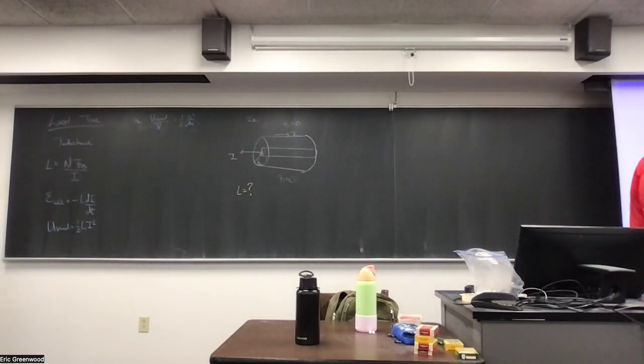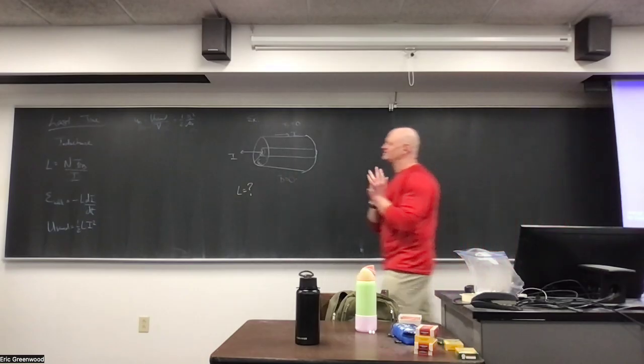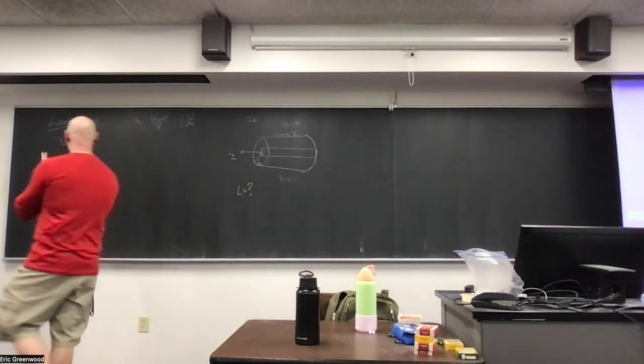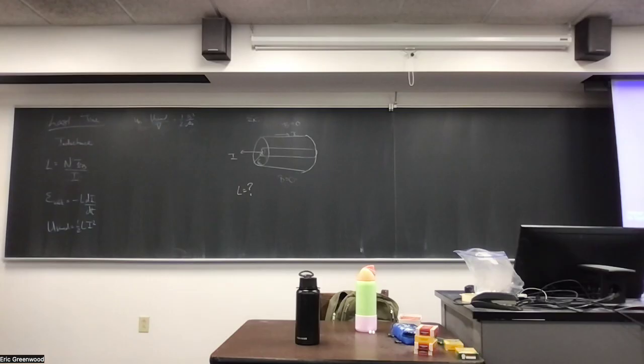So, yesterday we went through inductors. This is for self-inductance again. We said that the inductance of an inductor is equal to the number of loops times the flux through each one of those loops divided by the current. This is our definition of self-inductance.